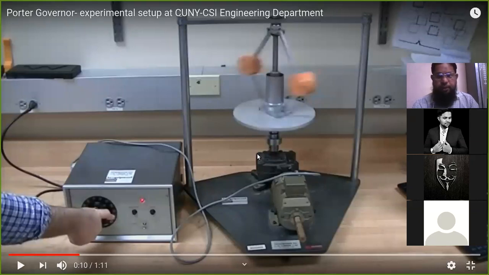This is a Porter type governor. Porter type governor comes under loaded governor. On the sleeve, you can see a dead weight. This dead weight was not there in the previous diagram that I explained just now. So this is a dead weight governor, that is, the Porter governor.